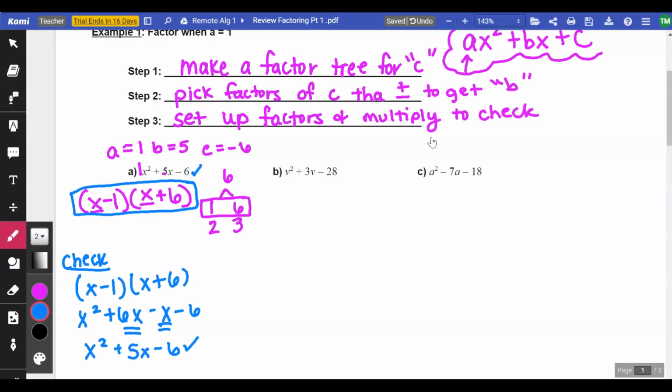Sorry, I got ahead of myself there. So my very first step is to make a factor tree for C. This time C is 28. I'm going to make a factor tree for 28.